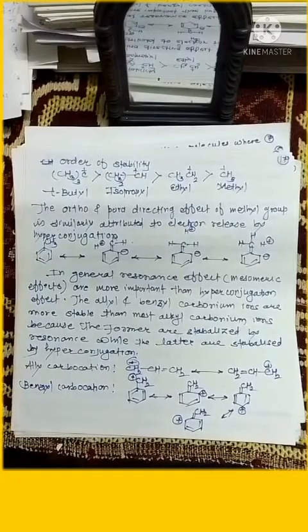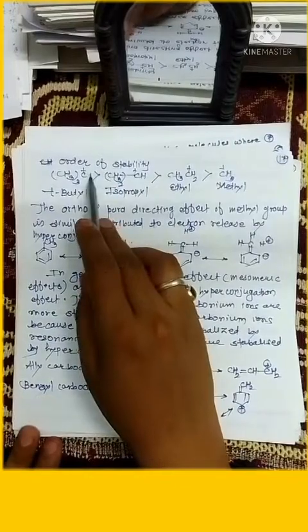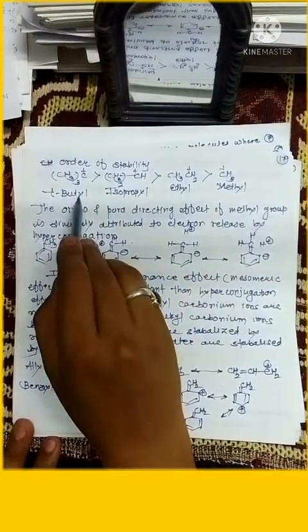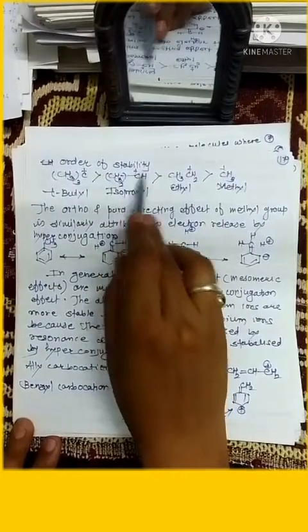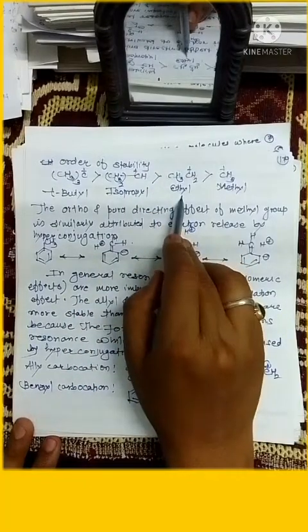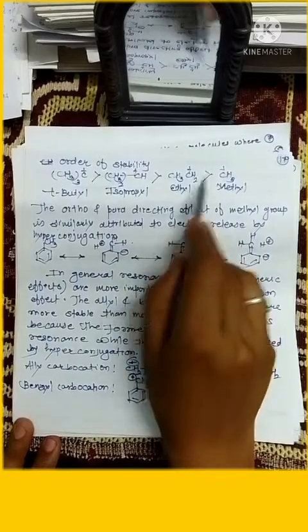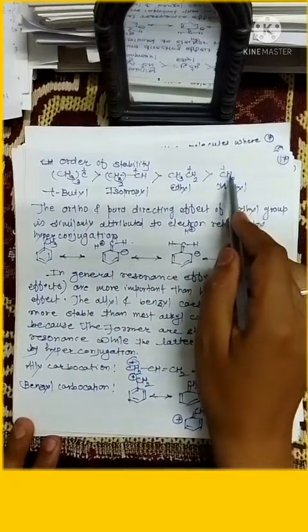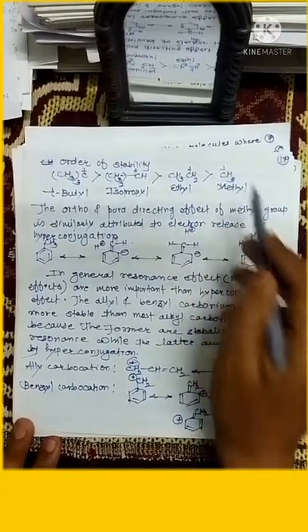The order of stability for hyperconjugation: tertiary butyl is more stable as compared to isopropyl carbocation, which is more stable as compared to ethyl carbocation, which is again more stable as compared to methyl carbocation.